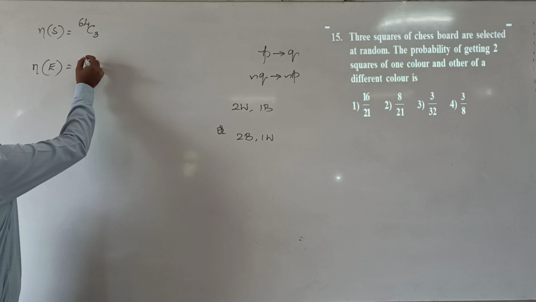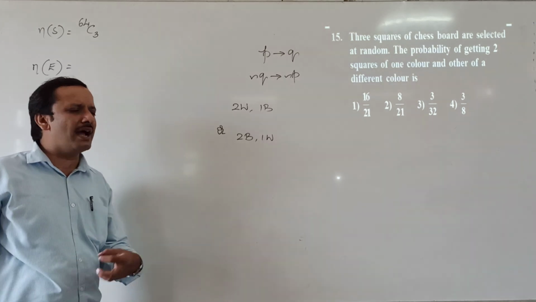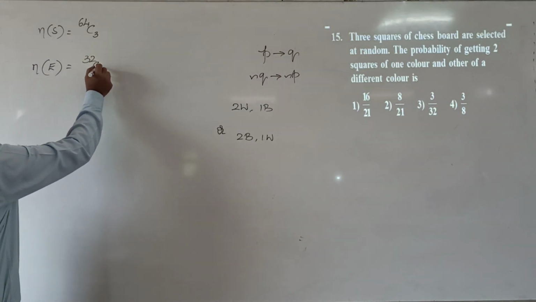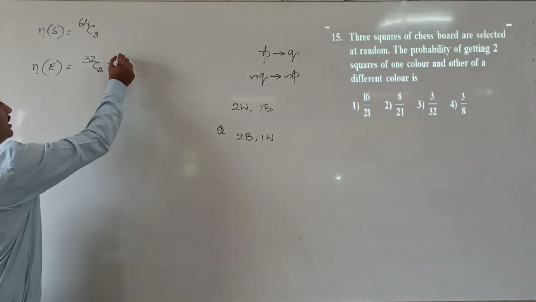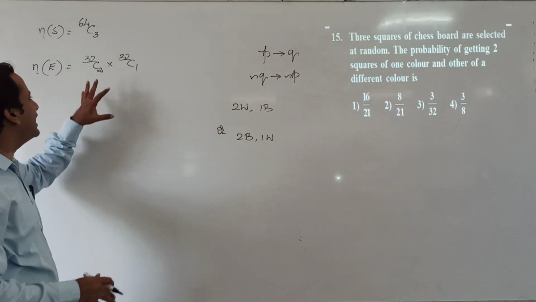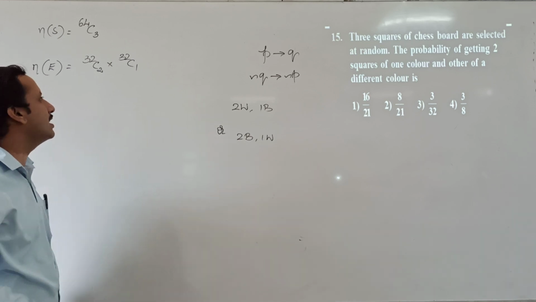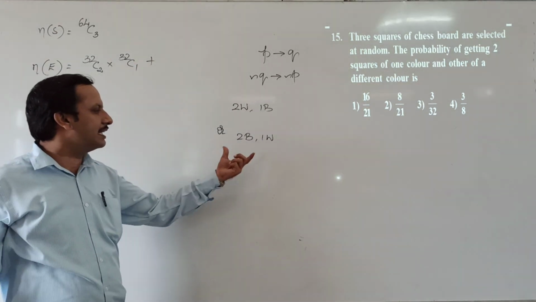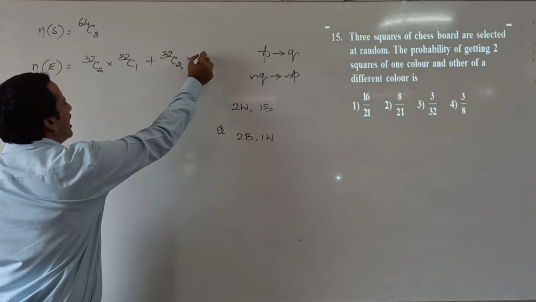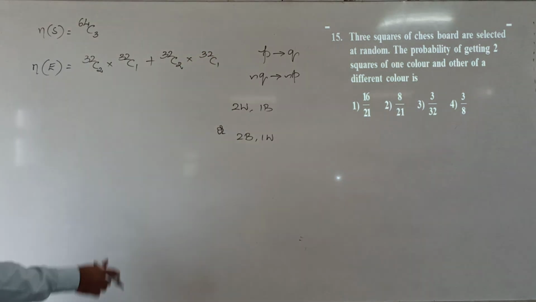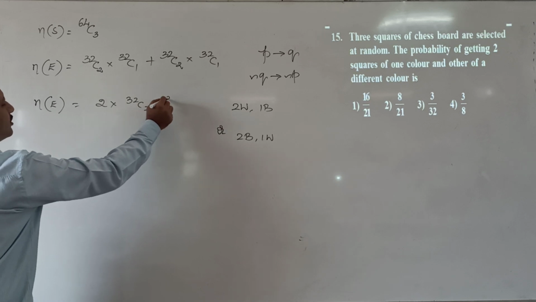So 2 white, how can I select? How many white squares are there? 32 white squares are there. Among them I have to select 2 of them. How many ways can I do it? 32C2, into 32C1, since I have to select 1 black square out of 32. This is the case where we are selecting 2 white and 1 black square. Or, when I say or, plus will come. Now I have to select 2 black and 1 white. 2 black can be selected in 32C2 ways and 1 white can be selected in 32C1 ways. So n of E can be written as 2 into 32C2 into 32C1.